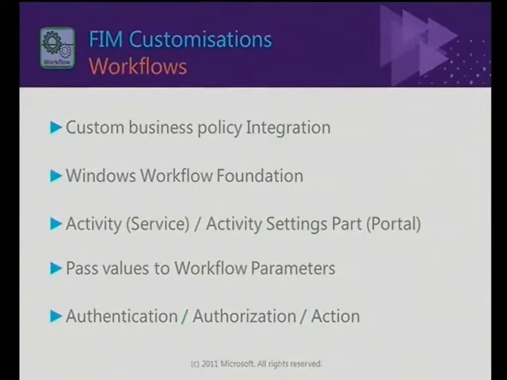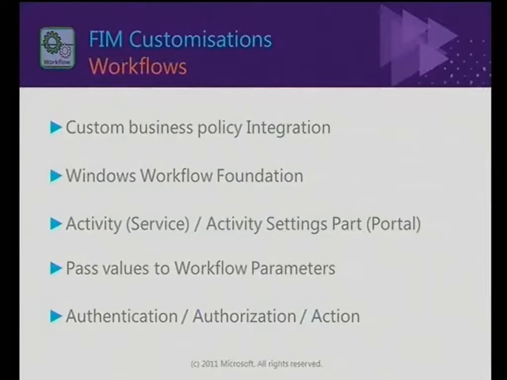Within FIM, there are 2 main components. Your activity, which is the core workflow component, the actual code behind it. And then you've got your activity setting part, which is the GUI component displayed within the portal. A good example of that would be your Q&A gate, where you're entering all the questions you'd like to prompt the user for. That particular screen is an activity part, so you can customize it to include extra input that you need within your workflow.